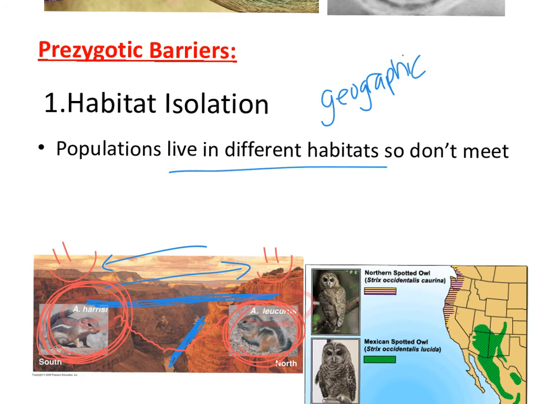You can see that the northern spotted owl lives here on the coast. The Mexican spotted owl lives a little bit more inland. And again, this is too far of a distance for one little owl to ever fly. So we have a population that is physically separated from another population. The gene pools do not mix.